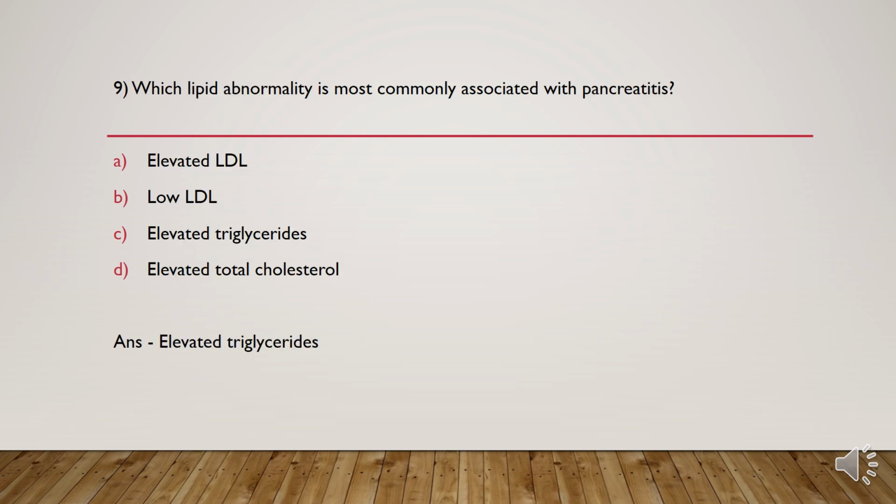Ninth question: which lipid abnormality is most commonly associated with pancreatitis? So options are elevated LDL, low LDL, elevated triglycerides, and elevated total cholesterol. So the answer will be elevated triglycerides, because triglycerides above 1000 mg per dL can lead to acute pancreatitis. Reducing the triglyceride levels is very crucial to prevent a life-threatening condition.